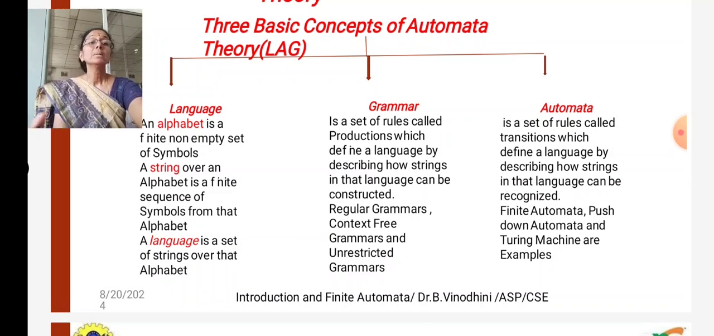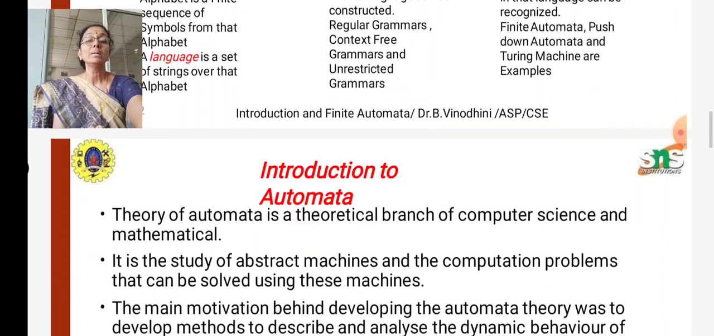Next is automata. Automata is a set of rules called transitions, which define a language by describing how the strings can be recognized. Grammar describes how the strings can be constructed, but the automata describes how the strings can be recognized in the particular language. We have different types of automata: finite automata, push down automata, and Turing machine. These are all the basic concepts we have to know in automata theory.